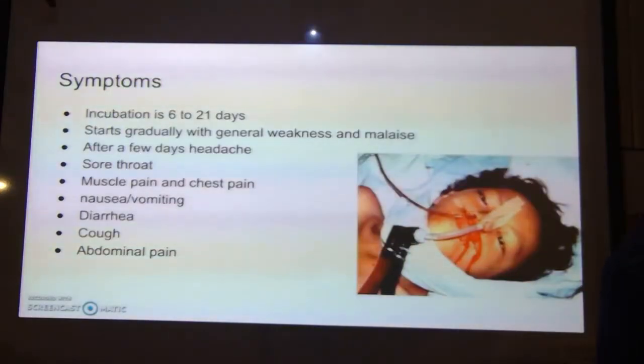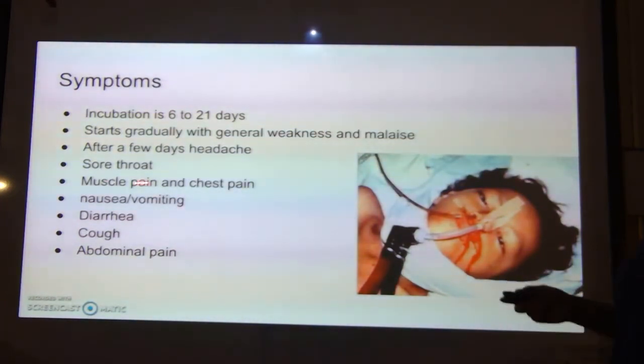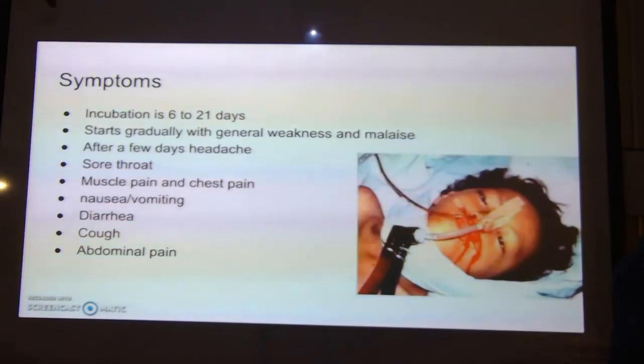As far as symptoms for both of these diseases, the incubation is usually 6 to 21 days, and it starts out very gradually, usually with general weakness and malaise. You're tired, you don't feel good. After a few days, you get a headache, you get a sore throat, then you start to develop muscle pain and chest pain. You'll start with nausea and you start vomiting, diarrhea, cough, and abdominal pain.